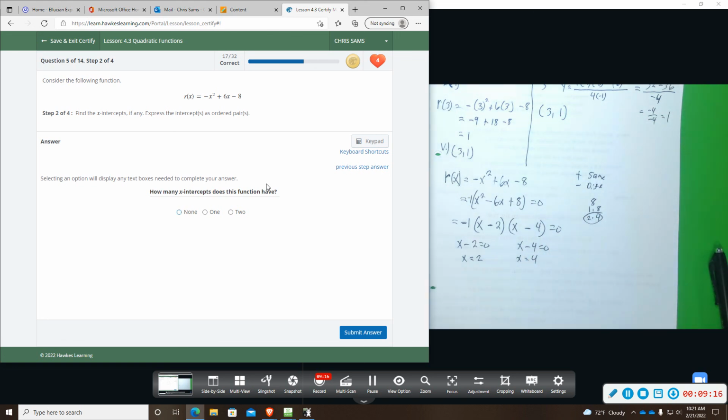So we get 2 x-intercepts, and those are (2, 0) and (4, 0).